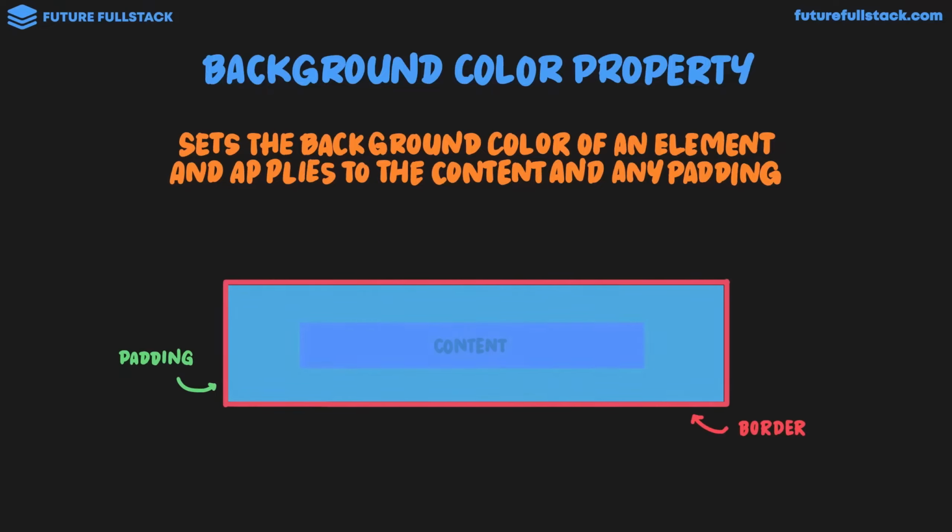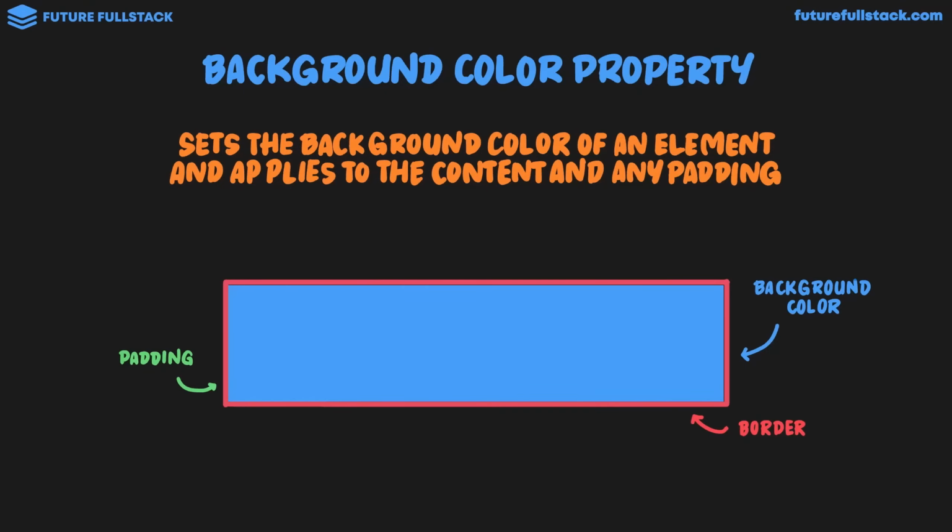Now, if we were to apply background color on this HTML element, the background color would be applied to both the content and the padding, but not the border. So that's something really important to keep in mind. That background color both gets applied to the background of the content itself, as well as any padding present.